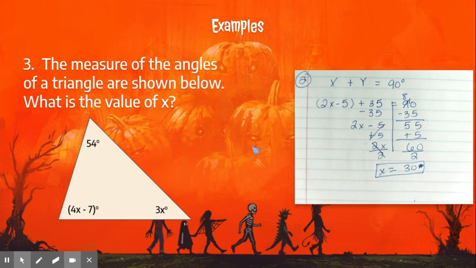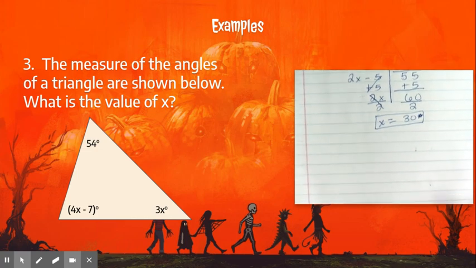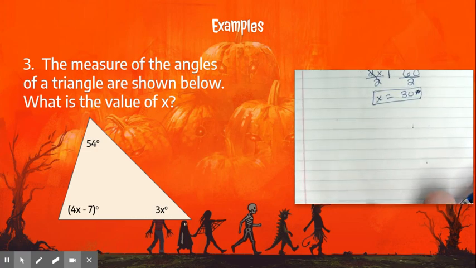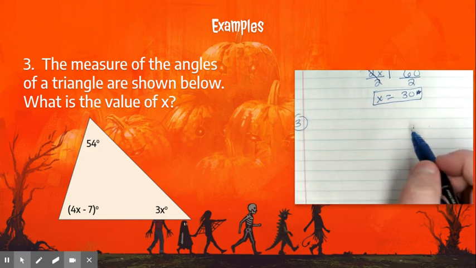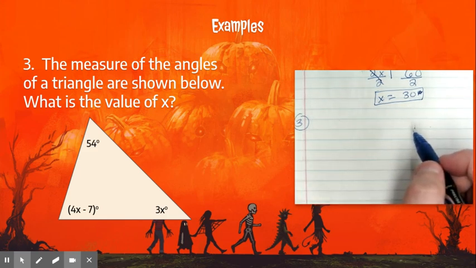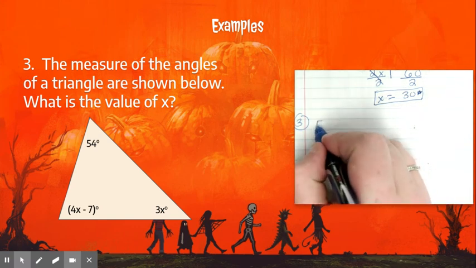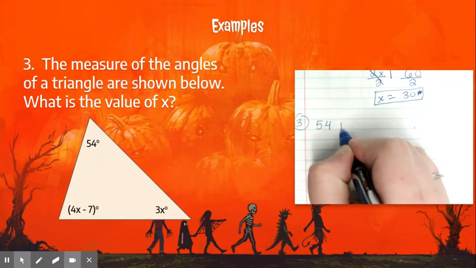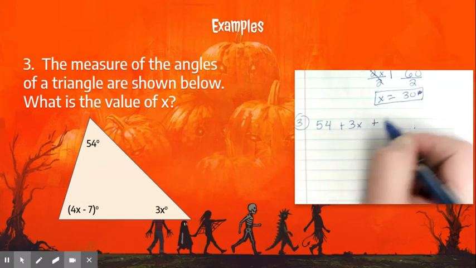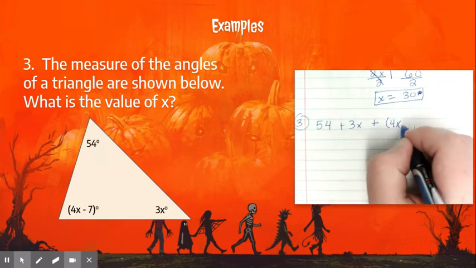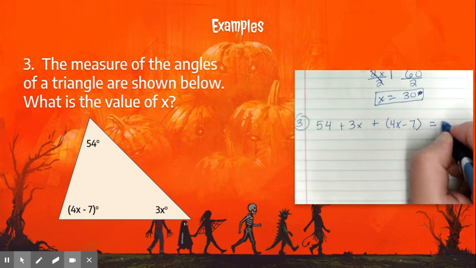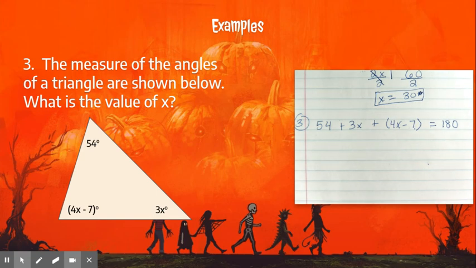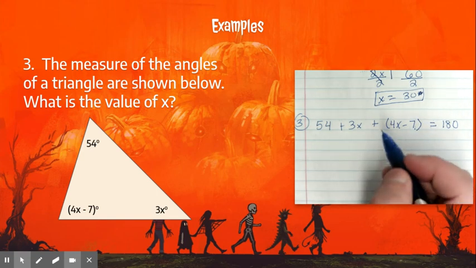Okay, and number 3, we've got one more. The measures of the angles of a triangle are shown below. What is the value of x? So remember, we always add up all the angles. I'm going to start with 54 plus 3x plus 4x minus 7, and they always equal what? 180 degrees.